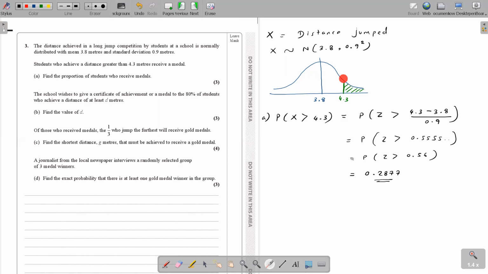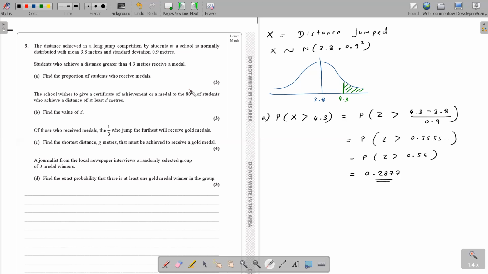Can you look at this normal distribution and tell me what 80% they are referring to? The 80% now, you know, this is an achievement, right? The certificate of achievement for students who achieve a distance of at least 3 meters. And that is for the 80%. So actually, is it the 80% of the lowest performing students or the 80% of the best performing students? The 80% of the best performing students are the only ones getting the certificate of achievement and the medal.